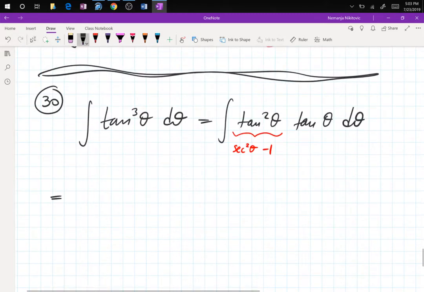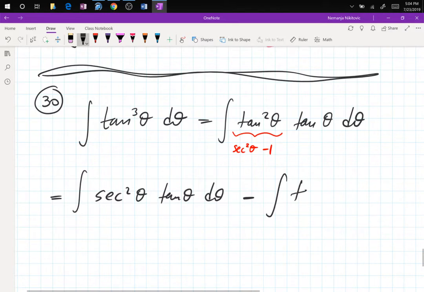So we have the first integral, which is the integral of secant squared theta tangent theta d theta minus the integral of tangent theta d theta. Do we all see this? So you have the red secant squared. Secant squared times tangent, that's one integral, and then 1 times tangent is the second integral.